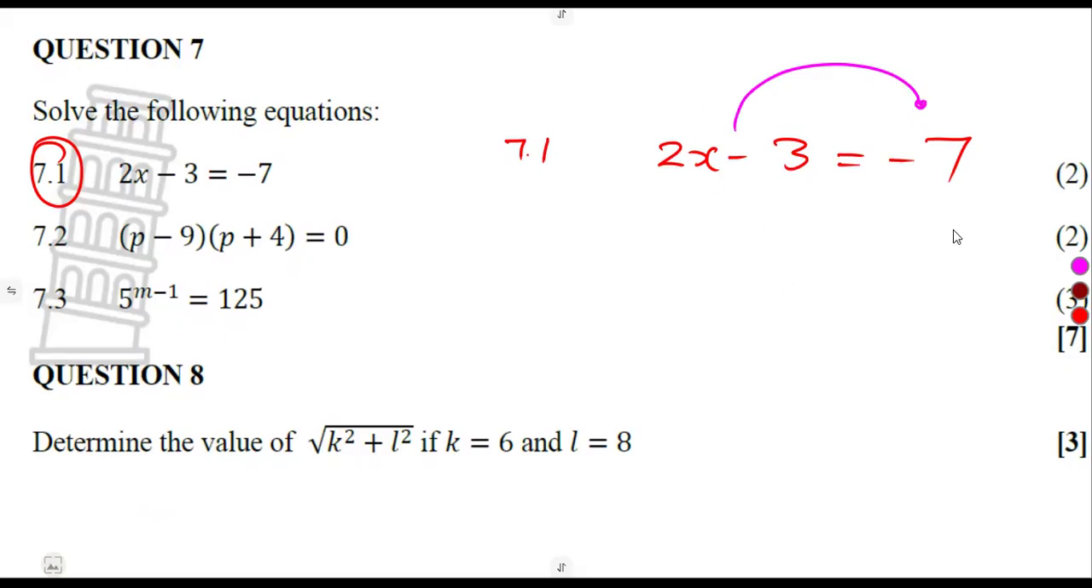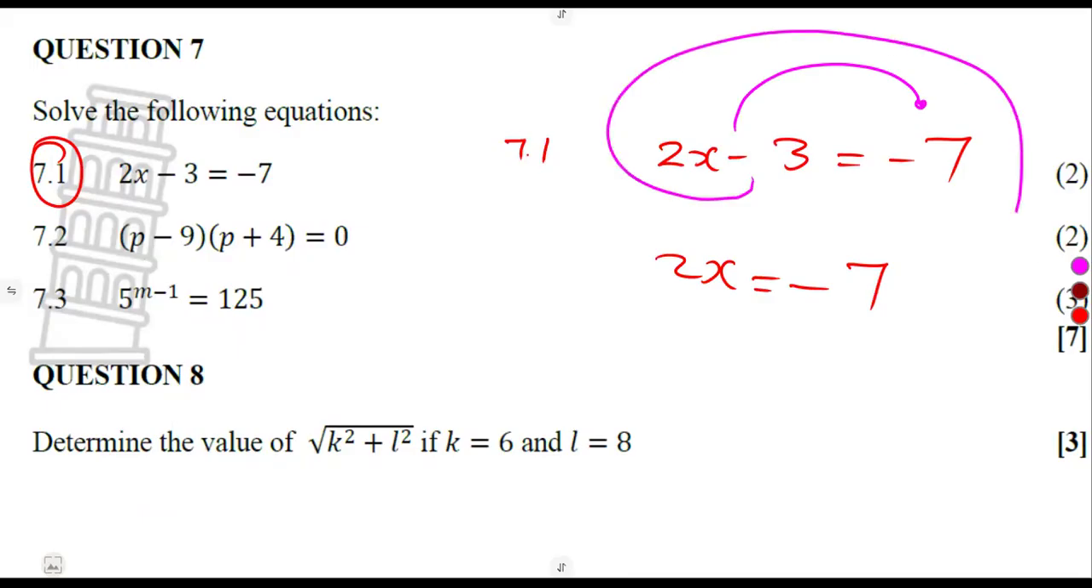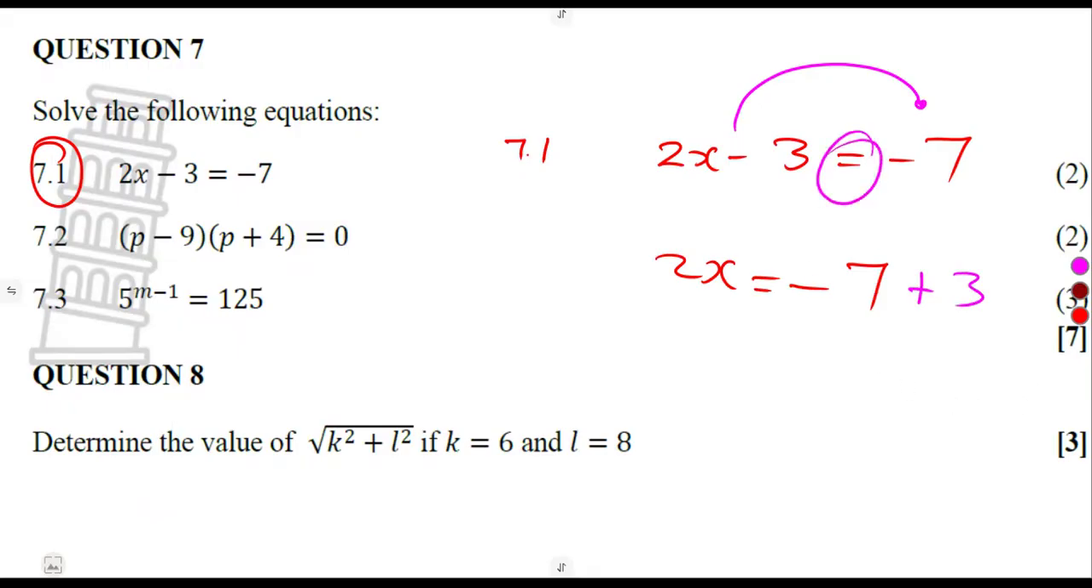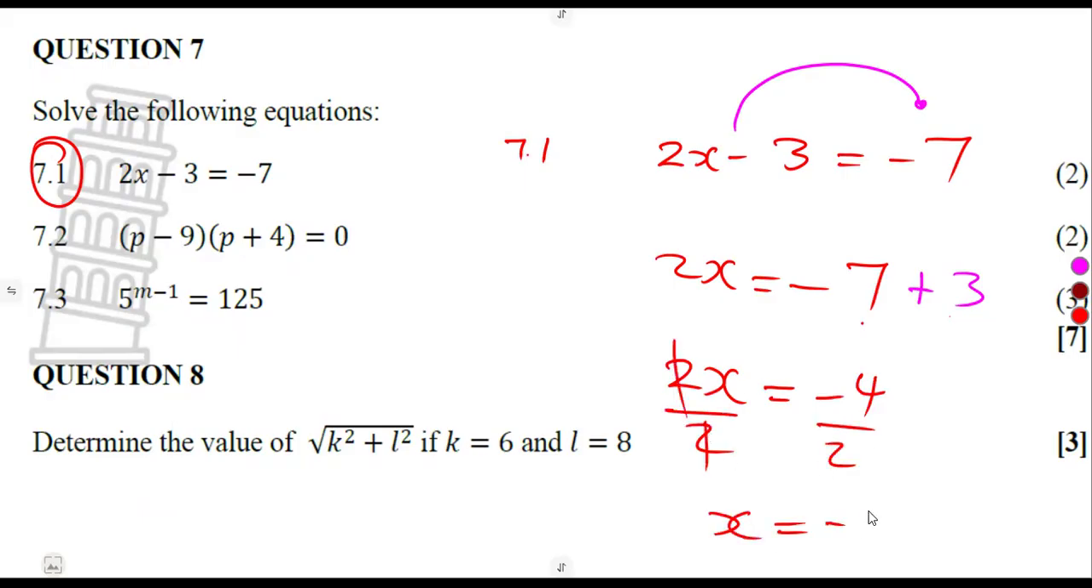So you know that once it jumps the equal sign, it must change the sign. A minus 3 crosses the equal sign. Wherever it goes, the sign must change. Jumps the equal sign. So meaning to say 2x is equal to what? Minus 7 plus 3, which is minus 4. So simply divide by a 2. That is going to give us a negative 2 on this part.